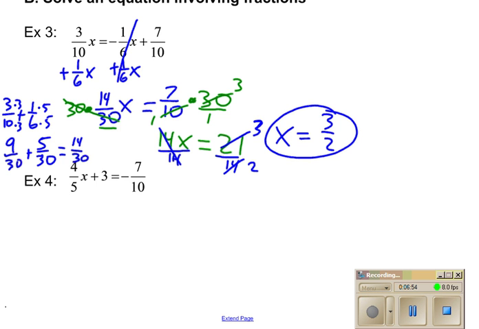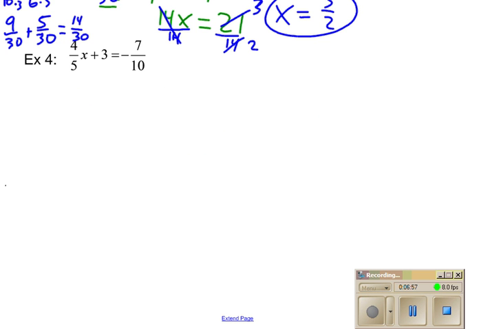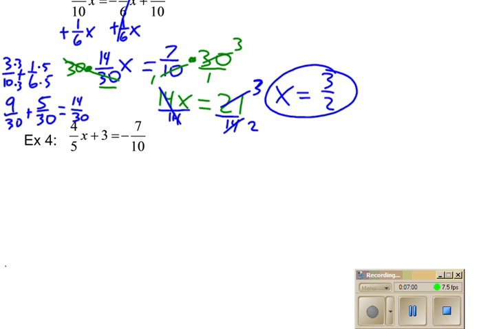For example 4, if there are questions on example 3, just hit pause and then work them out, and then you can come on back. All right, example 4. Let's do the quick way right away here. With your denominators, let's multiply by the smallest number that gets rid of both of these. I want to multiply by 10. We're going to multiply everything by 10: 10 times 4/5 x, 10 times 3, and 10 times -7/10. The reason I want to multiply everything by 10 is so there's nothing in the denominator.